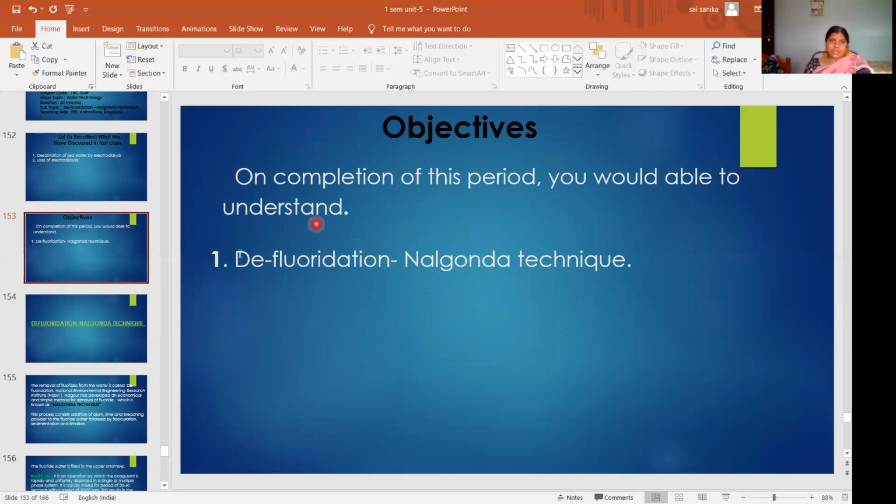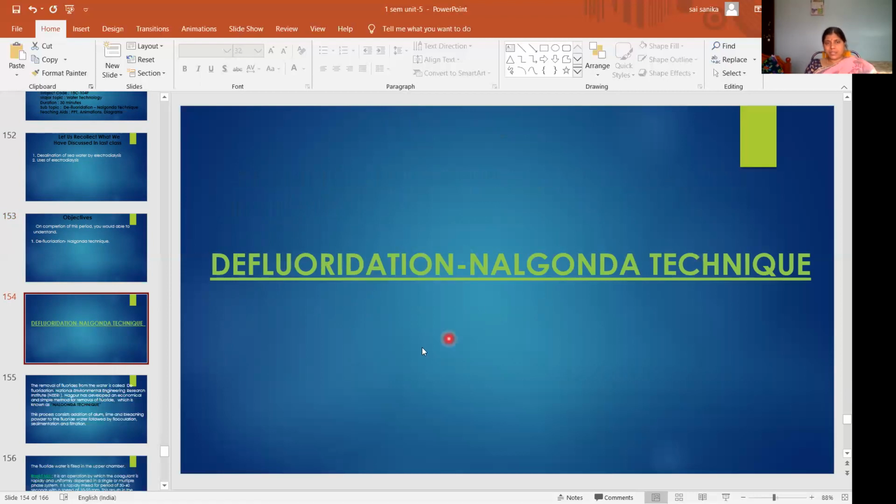So that's why it is called as Nalgonda technique. So what is defluoridation? De means removal of fluorides from water is called as defluoridation. In Nalgonda, some of the areas water contains more amount of fluorides. In the essential qualities of drinking water we studied, no? Fluoride content should not exceed how much? Should not exceed 3 ppm. If it exceeds 3 ppm, it will cause fluorosis. That's why we have to remove the fluorides from the water. So that one we will see here, defluoridation, Nalgonda technique.